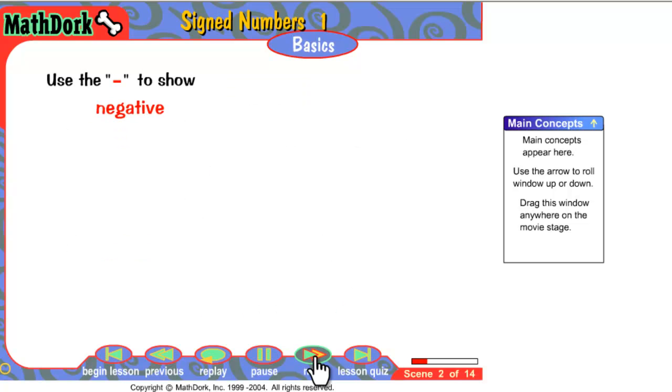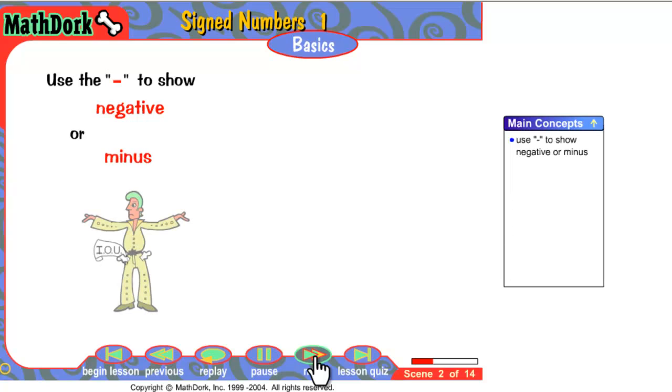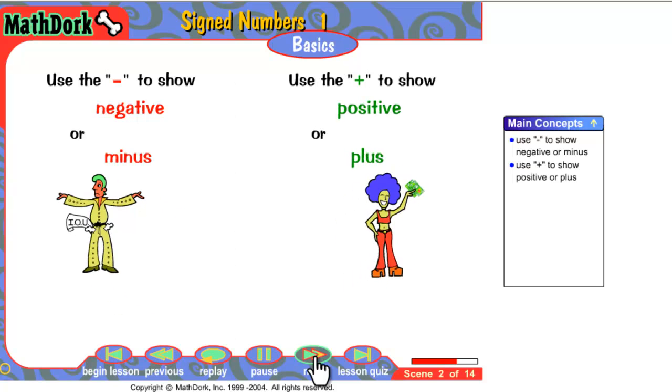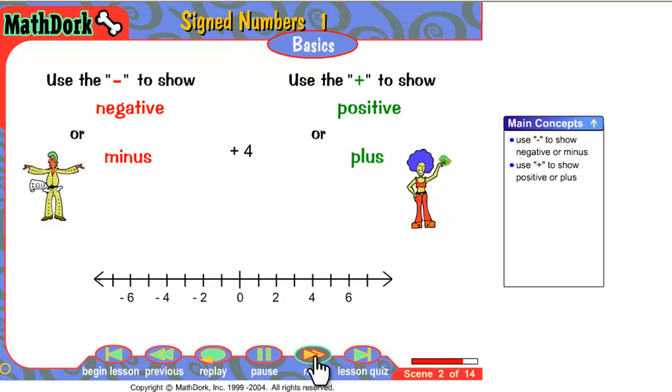Use the minus to show negative or minus. So that's when you owe money. We use the positive sign or the plus to indicate that we have money. On a number line, the positive numbers are to the right and the negative numbers are to the left. You can see here in the main concepts they summarize what's happened on each slide. Use minus to show negative or minus. Use plus to show positive or plus.